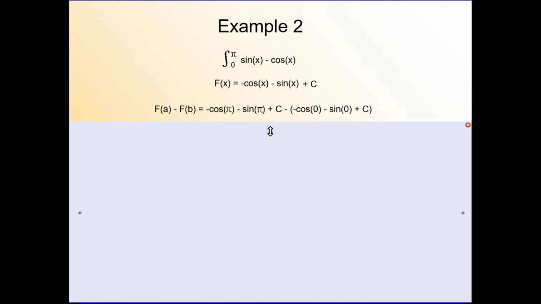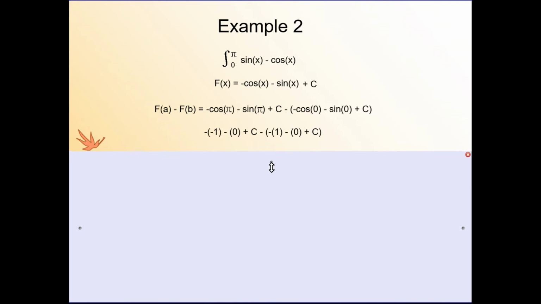this antiderivative here, right? So negative cosine of pi is going to be negative times negative 1, right? Because cosine of pi is going to be negative 1, and we have that negative sign in front, minus sine of pi, which evaluates to 0, plus c, and then minus the quantity negative cosine of 0, so we know that cosine of 0 is 1, but we have the negative sign in front, so we have negative 1, minus sine of 0, again, sine of 0 is going to be 0, so minus 0, and then plus c.